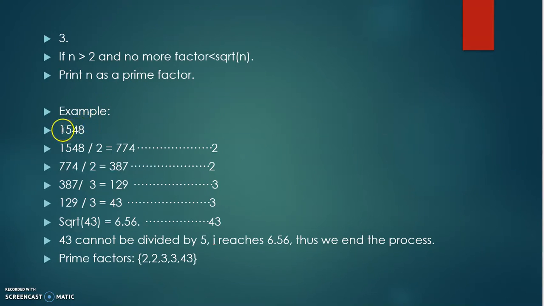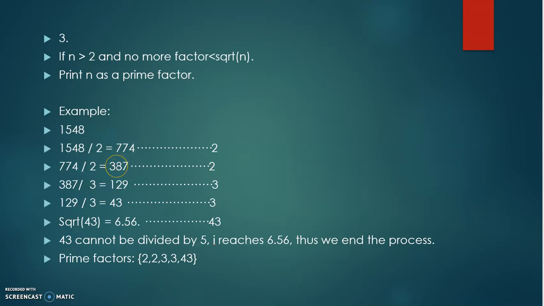We have our integer number n, 1,548. First we divide by 2, and it is divisible by 2. So we got 774 here, and we print a 2. And we keep dividing by 2. It's still divisible by 2, so it's an even number. So we got 387 here, and we print another 2 here.